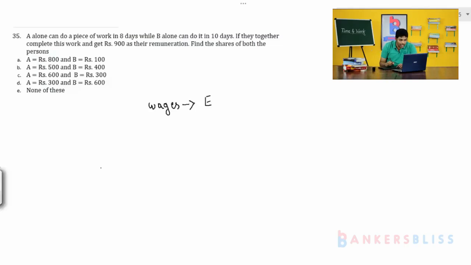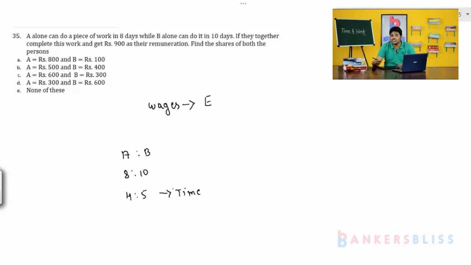Okay, but A is to B, what is the ratio of time taken? A is to B, 8 days is to 10 days, that is 4:5. So A is to B, 4:5, that is time taken. Then how about the efficiency?